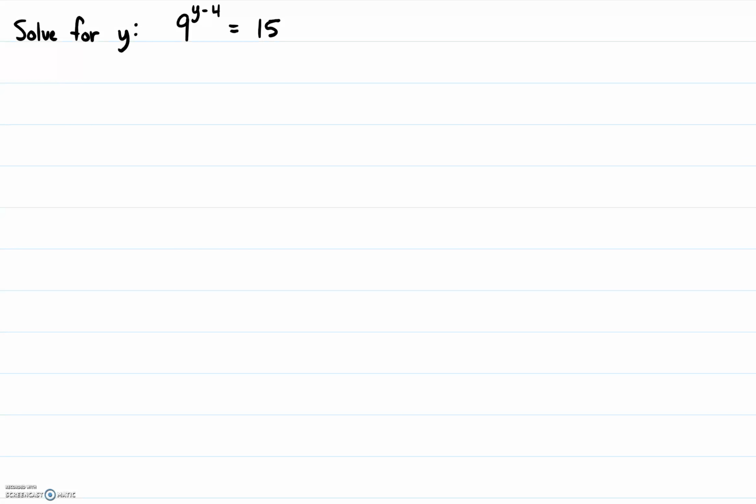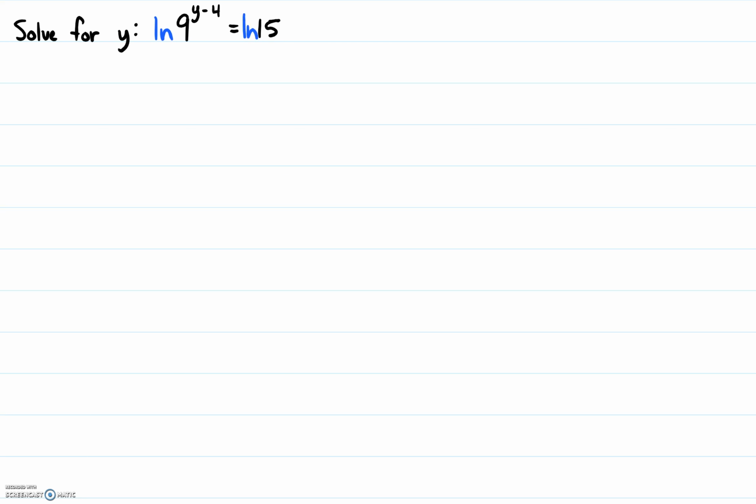In this video, we're going to solve the exponential equation 9 to the y minus 4 equals 15 for y. Now, in order to get the y by itself, we first of all have to get it out of the exponent. And to be able to get it out of the exponent, what we're going to do is take the log or the natural log, whichever one you prefer, of both sides of the equation. And I'll talk you through why that's going to bring the exponent down.